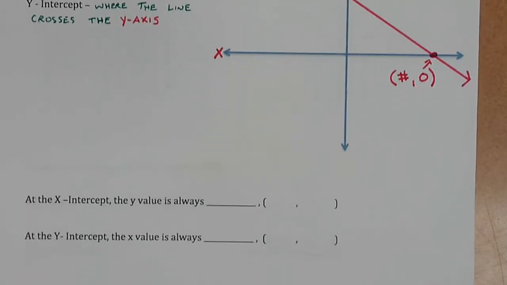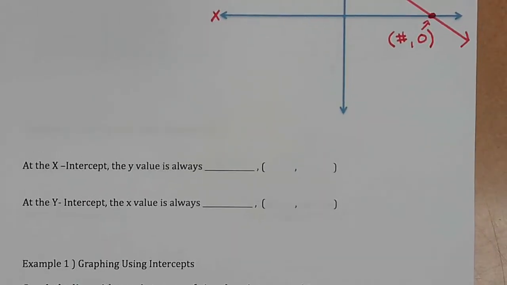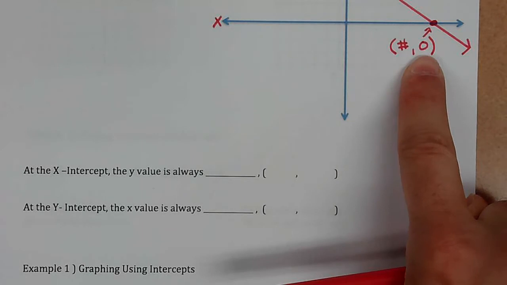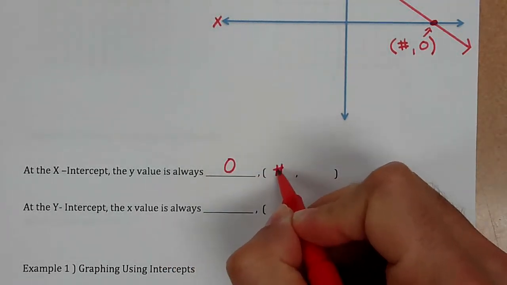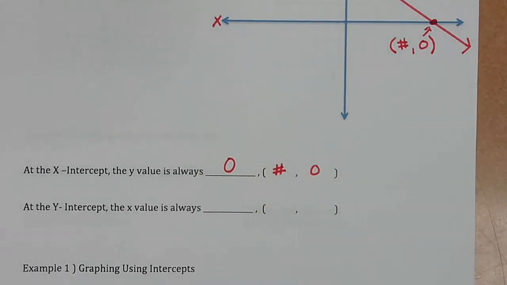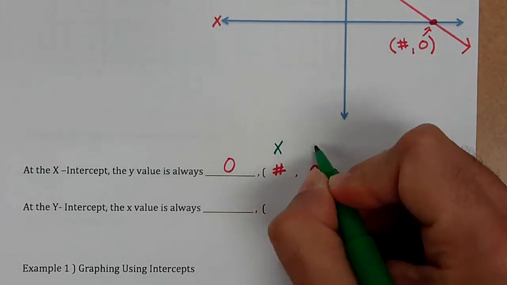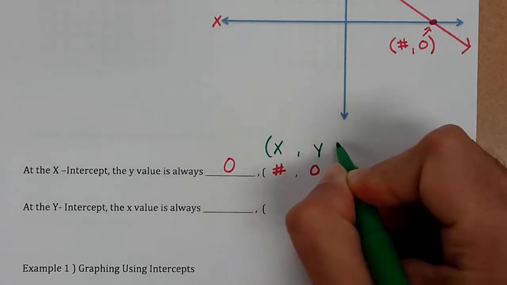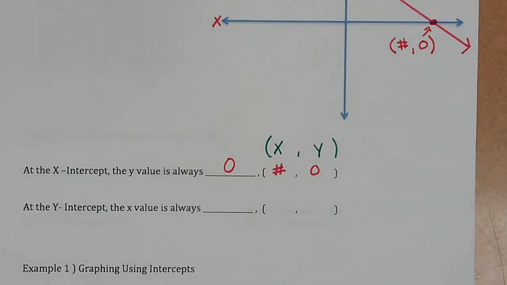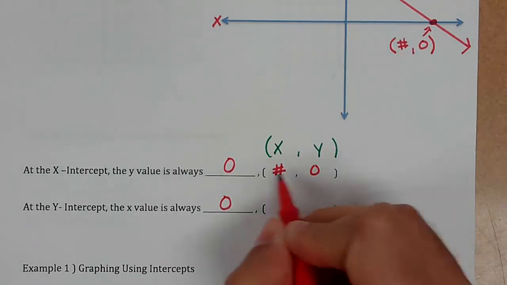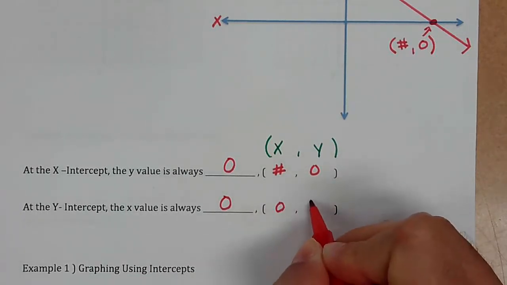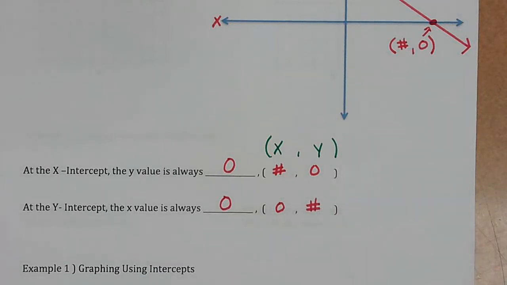So this helps us with a couple of pieces here. At the x-intercept, the y value is always 0. So it's a value and 0. I'm going to make a note here: remember that this is x and this is y in the coordinate. For the y-intercept, the opposite is true. For the y-intercept, the x value is always 0. So these are going to flop. We're going to have 0 here, and we're going to have a number for y.